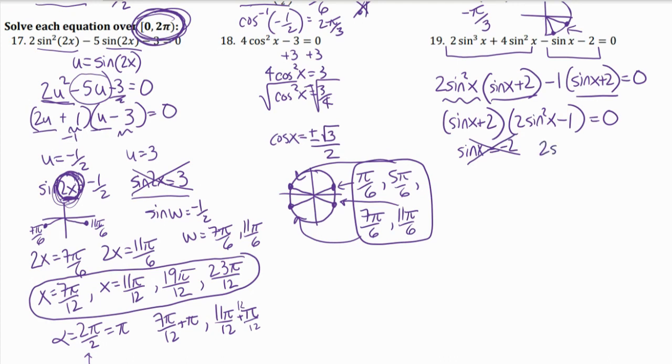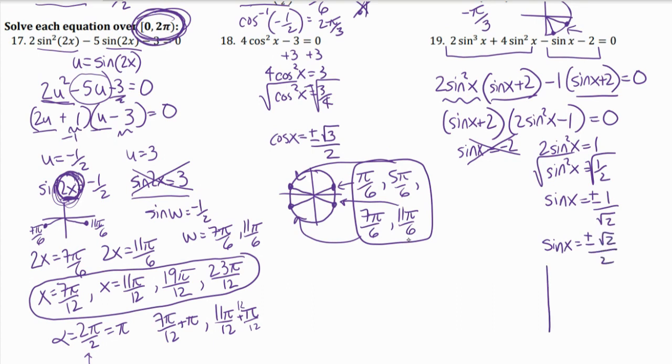And then I'm going to have 2 sine squared x is equal to 1. Divide by 2, I get sine squared is equal to 1/2. Take the square root. When you take the square root, you have to put plus or minus. The square root of 1 is 1. Okay, and then let's rationalize. I get plus or minus root 2 over 2. And then on the unit circle, this is an easy one, where your sine values are equal to plus or minus root 2 over 2. So that's going to be exactly in the middle of each quadrant.